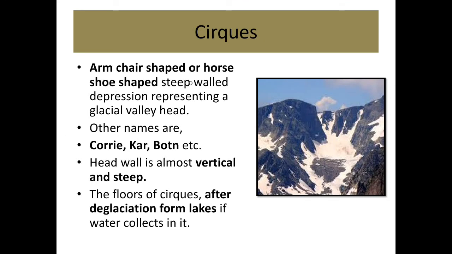Cirques are armchair-shaped, horseshoe-shaped steep wall depressions representing a glacial valley head. We can see that it has steep slopes on the sides. It has vertically steep sides, and it also has other names like Corrie, Cwm, and the headwall is almost vertical and steep. The floors of Cirques after deglaciation form lakes if water collects in them. So in this region, after deglaciation, the glacier melts and forms lakes also.